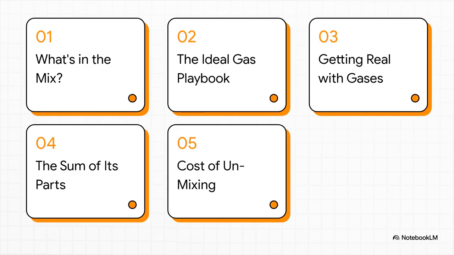So here's where we're headed today. We're going to start with the basics. How do you even write the recipe for a gas mixture? From there, we'll look at the simple rules for so-called ideal gases before we see what happens when things get real. Then we'll figure out how a mixture's properties are really just the sum of its parts, and we'll wrap up with a pretty mind-bending look at the cost and the hidden energy of unmixing.